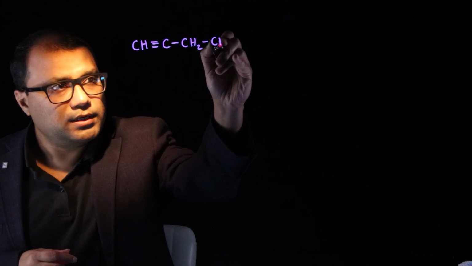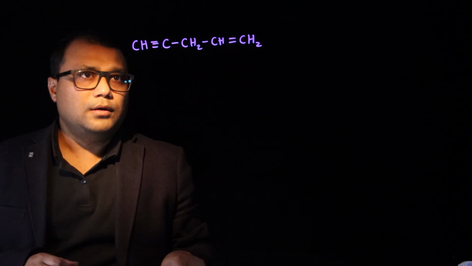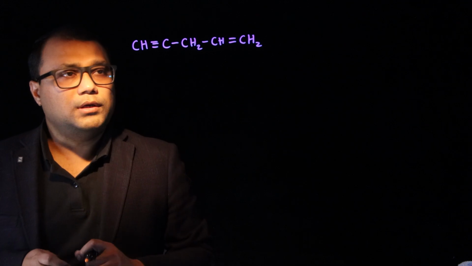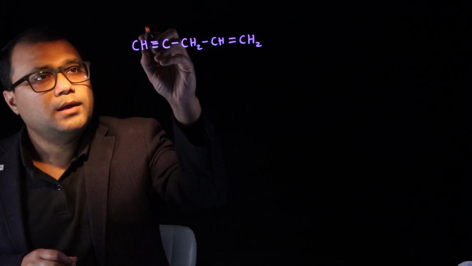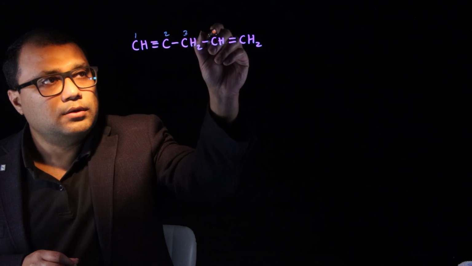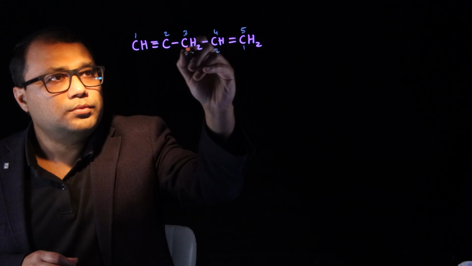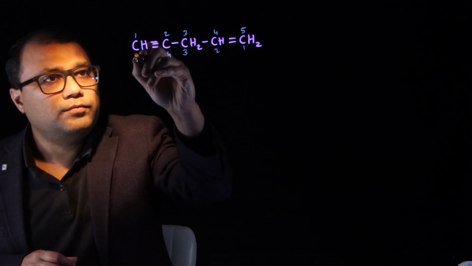Now let's look at another example involving double bonds and triple bonds existing together. So let's say CH, triple bond C, CH2, CH, double bond CH2. Okay. Now let's look at what the nomenclature for this one will be. Let's number this first. 1, 2, 3, 4, 5. 1, 2, 3, 4, 5.